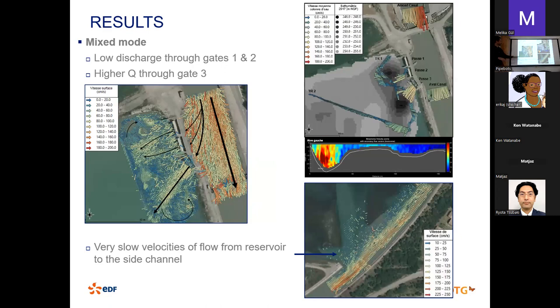You can see here that at the entrance of the reservoir, the velocity is very different. You have most of the velocities going directly through the side channel, very few of them going into the reservoir, and most of the flow going through gate 3 and quite nothing in gate 1 and 2.